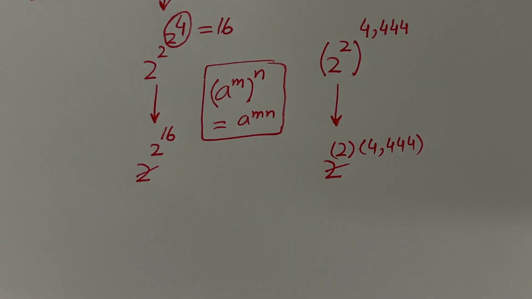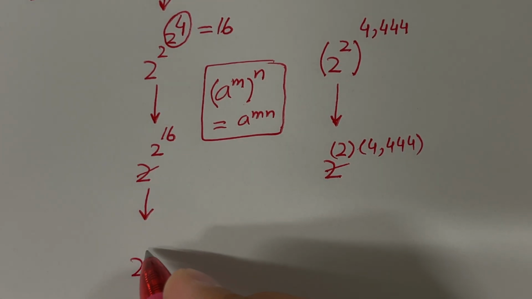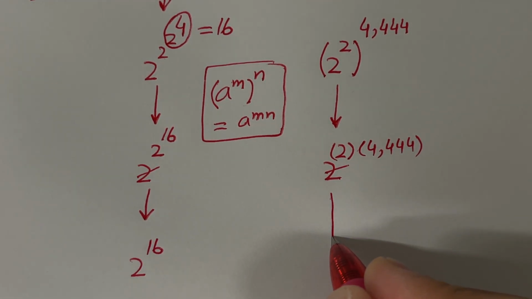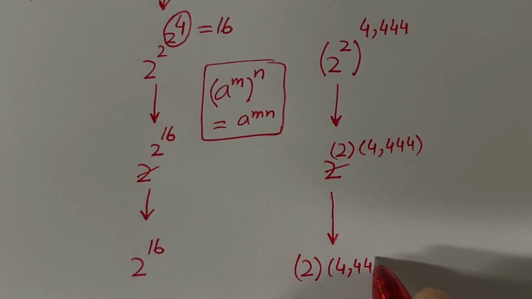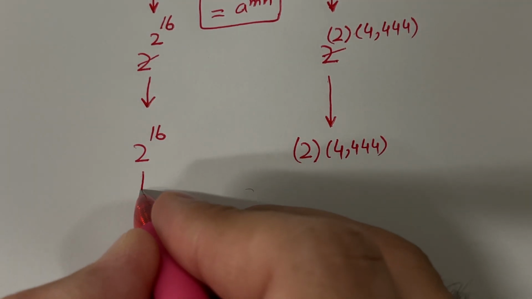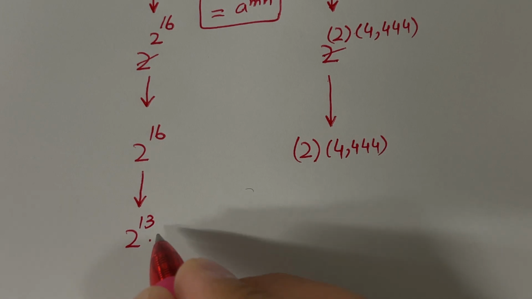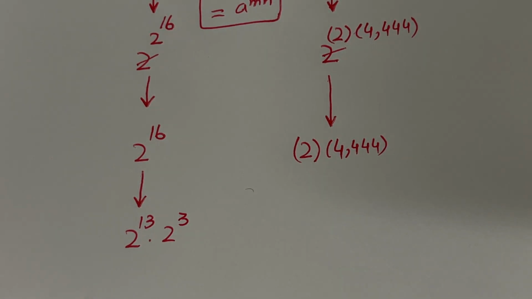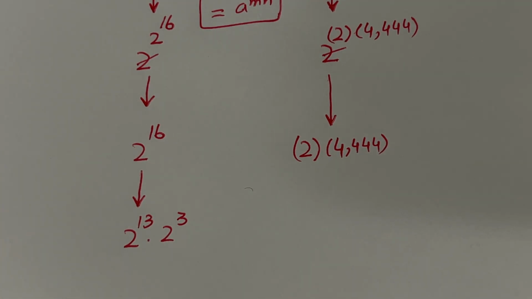Since we are comparing, and the bases are the same, you can just cross out these bases. So on the left hand side you will have just 2 raised to the power 16, and on the right hand side you will have 2 times 4444. So far so good. Now I want to write 2 raised to the power 16 as 2 raised to the power 13 times 2 raised to the power 3. Since the bases are the same, you can add the exponents and you will end up with 16.